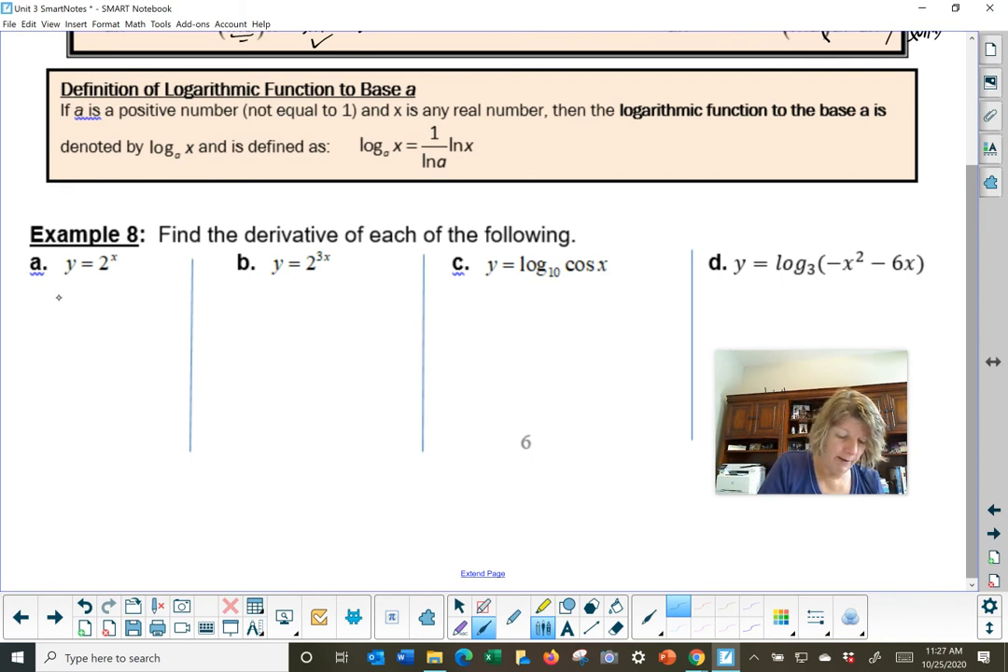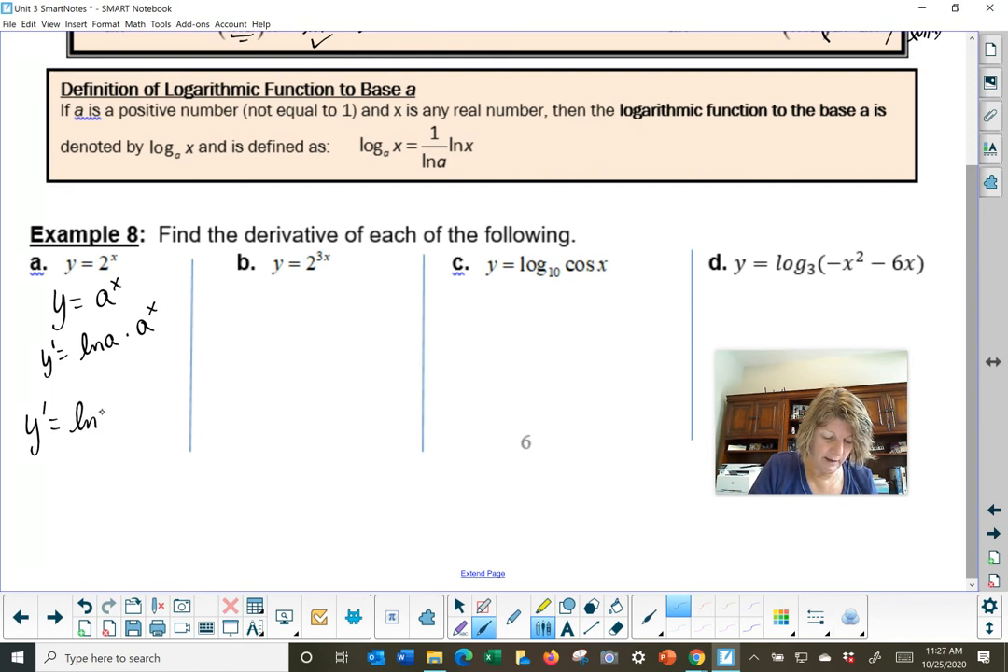Okay, so I recognize that I've got a y equals a to the x. And I know the rule for that, y prime would equal natural log of a times a to the x. That should be pretty easy. So y prime in this case is going to be natural log of 2 times 2 to the x, and that is done. Because the x is a simple case, we don't have to do a u prime. If we did a u prime, derivative of x is 1, and it goes away.